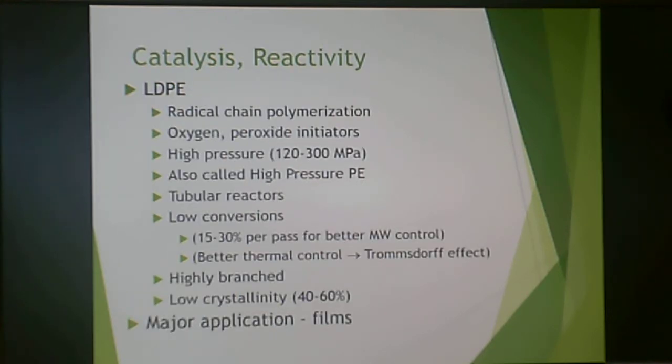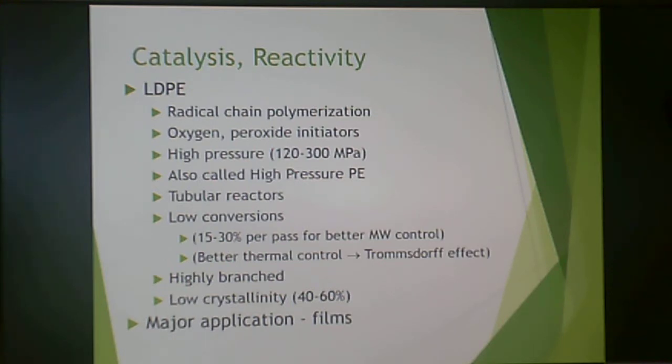When it comes to catalysis and reactivity, low-density polyethylene is made by free radical polymerization, the same way you would make, say, a methacrylate polymerization. This is also called high-pressure polyethylene. Ethylene itself is a gas, and so under high pressure you can get it to liquefy. So then you can get better reactivity.